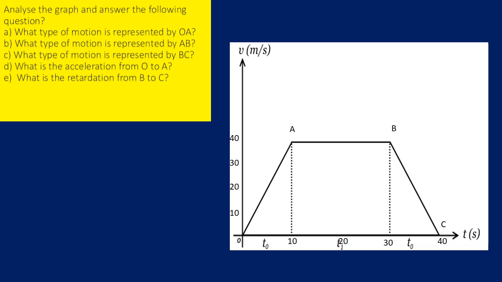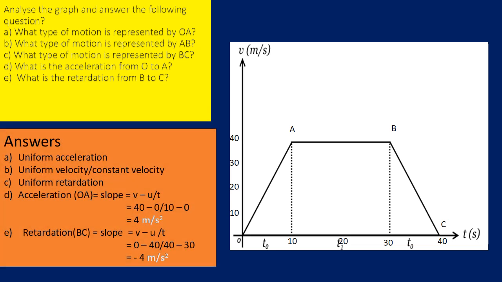So first question, what type of motion is represented by OA? Second question, what type of motion is represented by AB? Third question, what type of motion is represented by BC? So children, I think the answer is clear. OA represents uniform acceleration. AB represents, because the velocity is not at all changing, isn't it? So that represents uniform velocity, and BC, you can see the velocity decreases to 0. So that represents uniform retardation.